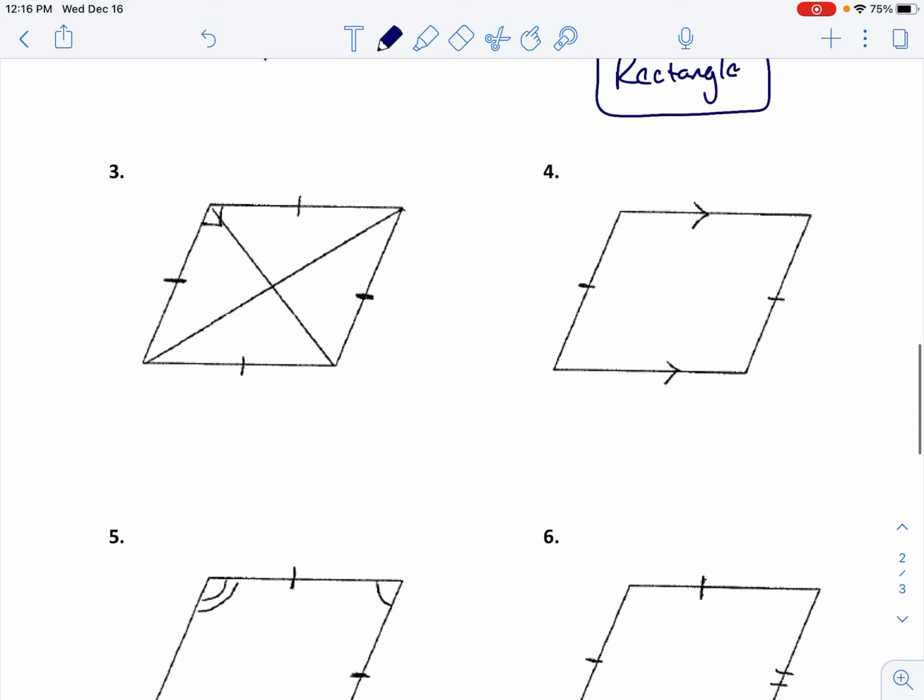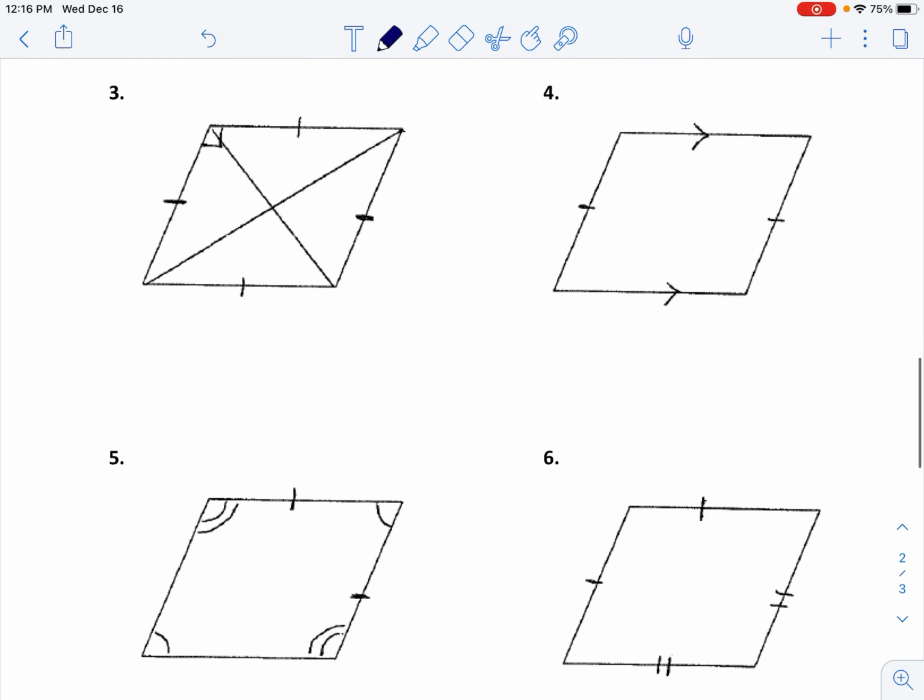All right, going to the next one here. Number 3 looks like I do have a parallelogram. I know it's a parallelogram because opposite sides are congruent, and on top of that, all 4 sides are congruent. So I'm thinking it's a rhombus because all 4 sides are congruent. And let's use what we know here. I'm going to do some deducing because this is a right angle. Since it's a parallelogram, I know this has to be a right angle because opposite angles are congruent.